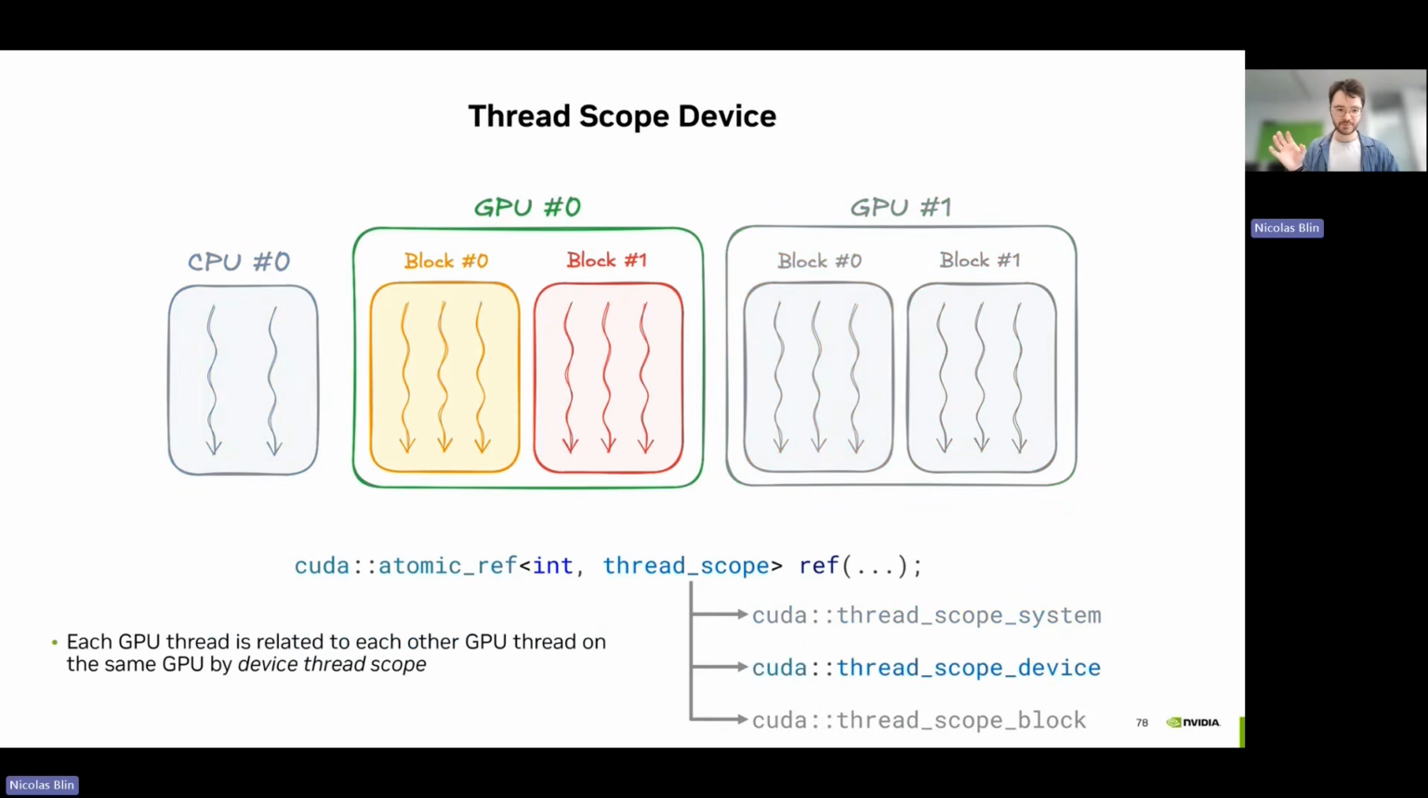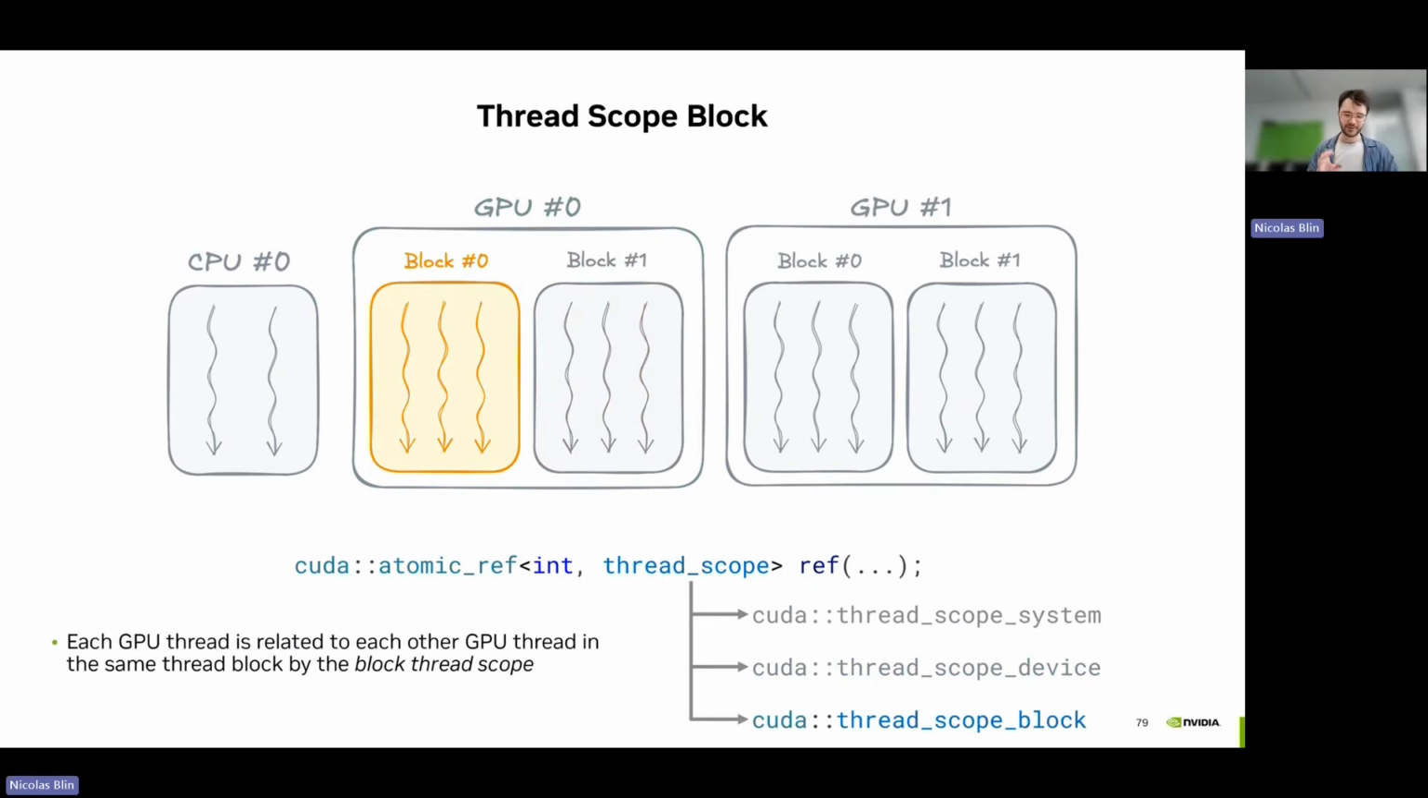So the next scope, when it's not the whole system, is the device. Device scope means any threads within a single GPU. With this scope, multiple GPUs cannot issue atomics to the same memory location, nor can both CPU and GPU write to the same memory location. But any thread within the GPU can atomically write to a location while any other thread from the same GPU is also writing to this same memory location.